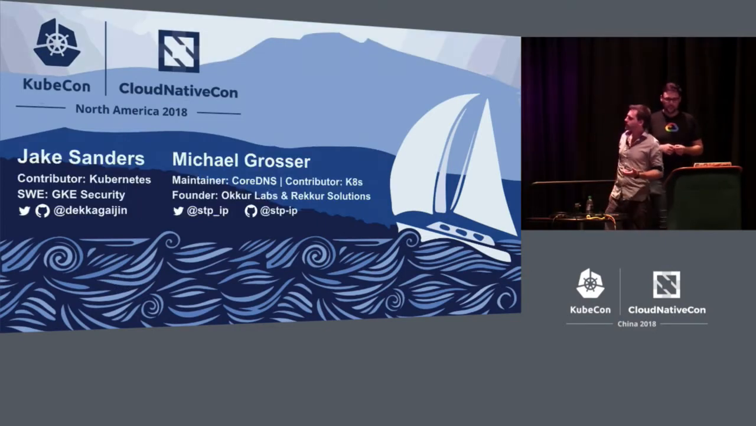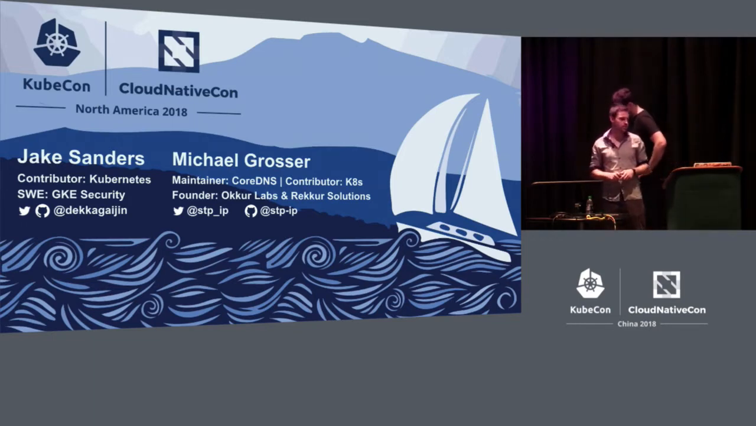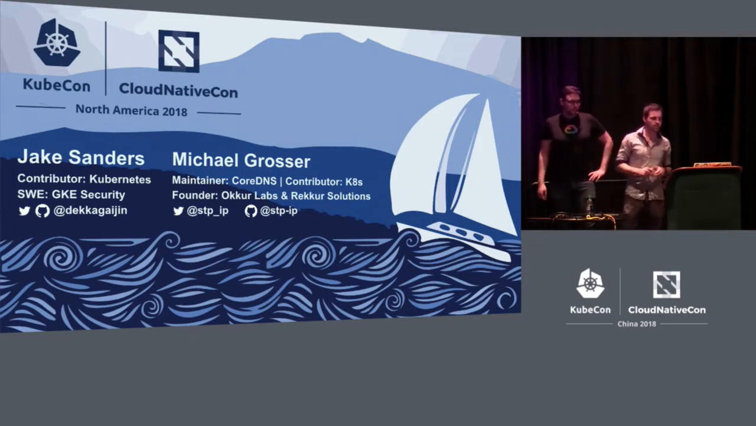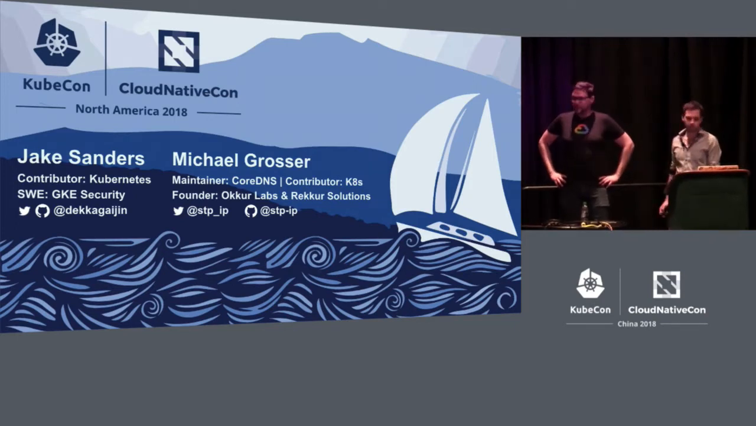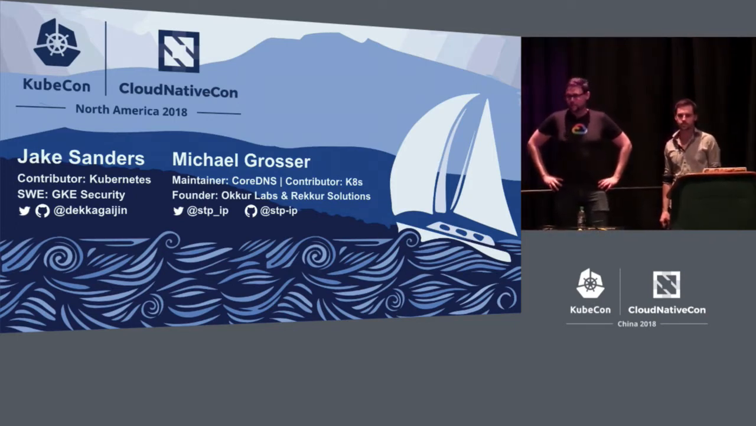So who are we? I'm Michael. I'm a maintainer at CoreDNS. I'm running an open source research lab called Okkur, and also support companies via Rucker solutions focusing on Kubernetes, Google Cloud, CoreDNS, and with things such as Git-based DNS. And my name is Jake Sanders. I'm a software engineer working on security in GKE here in Seattle.